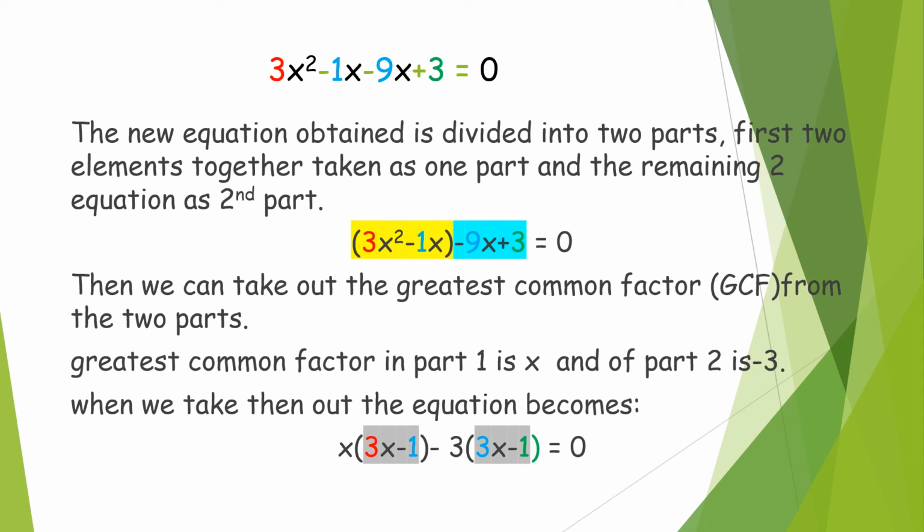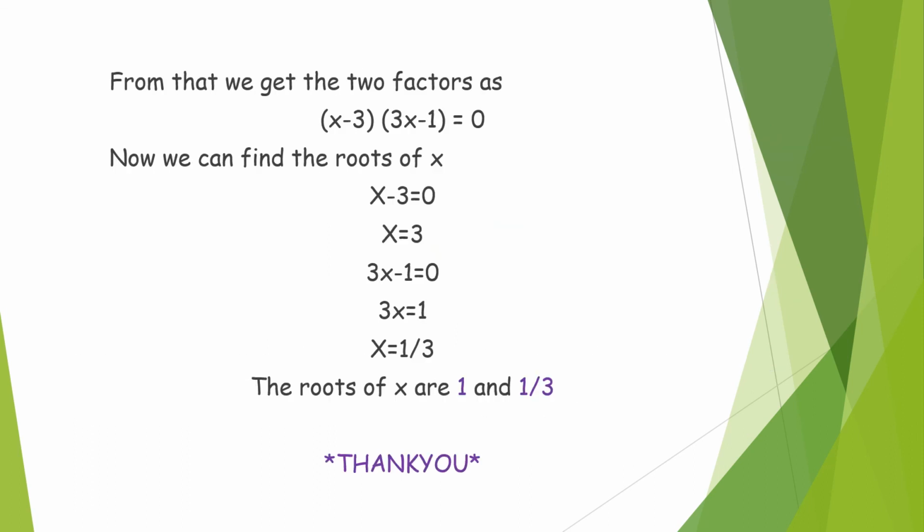I repeat, from this equation, x into 3x minus 1 minus 3 into 3x minus 1, 3x minus 1 is common. So it can be taken out as one factor and the remaining x minus 3 is taken as another factor. So the given equation is factorized as x minus 3 into 3x minus 1 equal to 0. That is written here, x minus 3 into 3x minus 1 equal to 0.